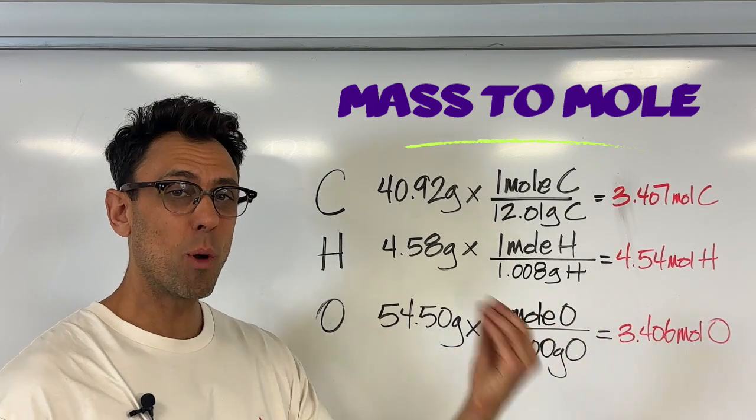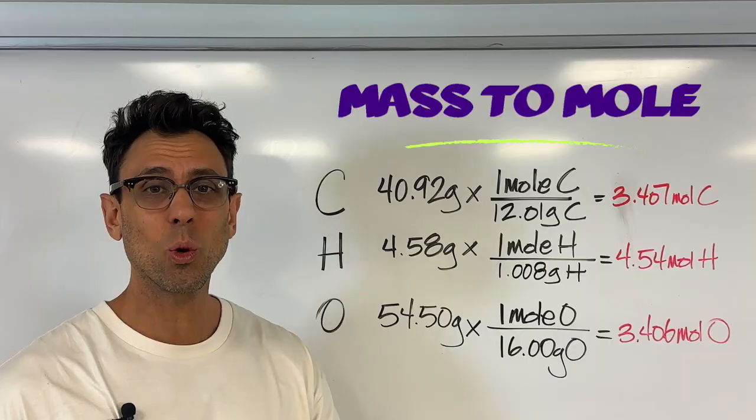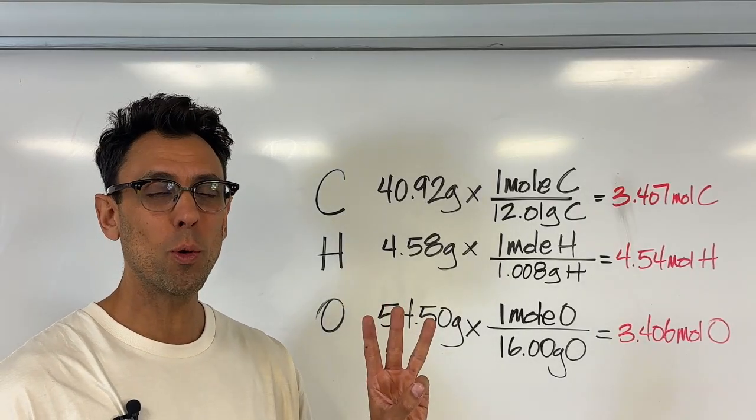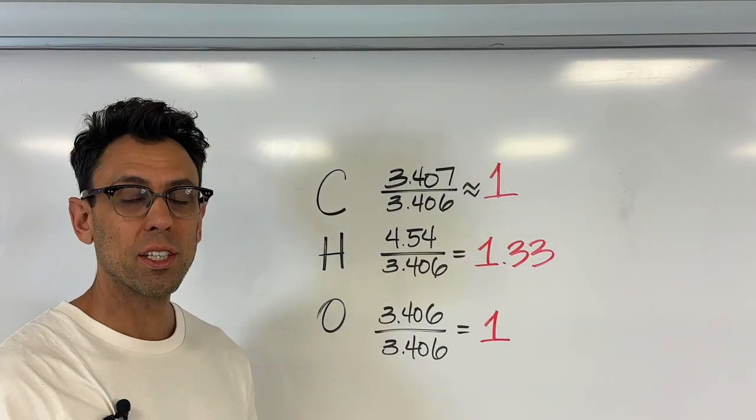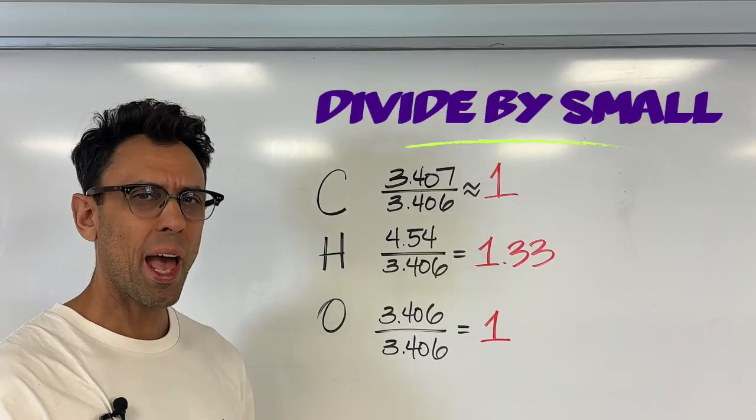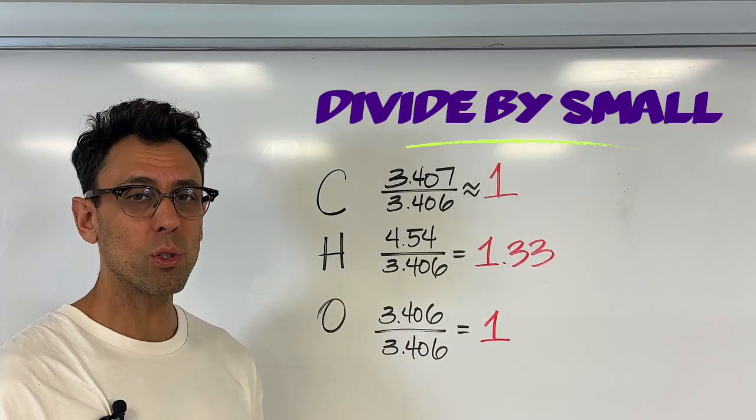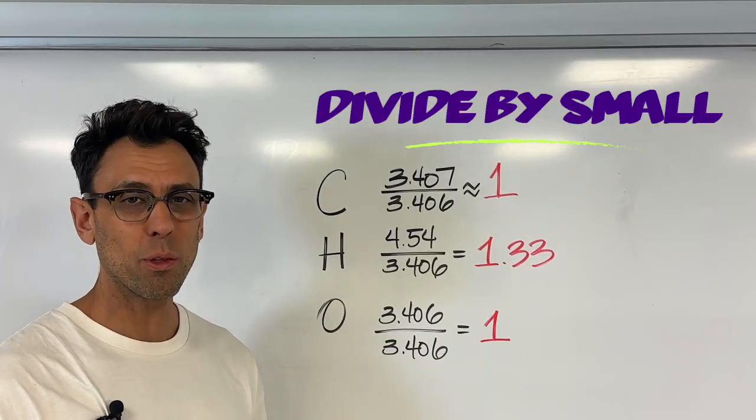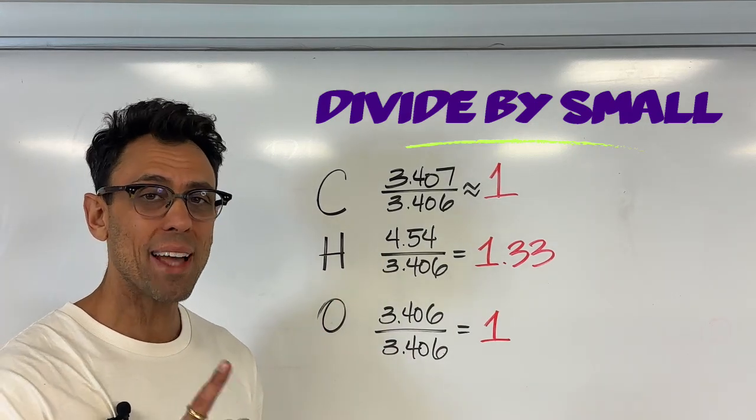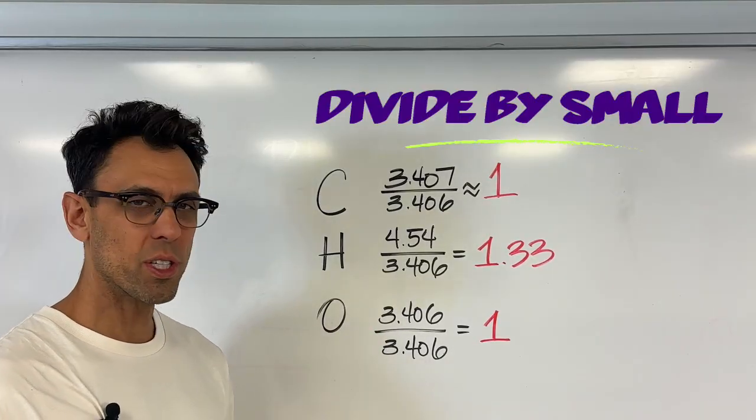Now, these are the molar amounts, but we can't put decimals into an empirical formula because whether it's a molecular or an empirical formula, you need to use whole numbers. So now let's go to the third step of our poem, divide by small. Dividing by small means looking over the molar amounts you got from step 2 and finding the smallest number. In this case, the 3.406 moles of oxygen is the smallest of the 3 molar quantities. We then divide all of the molar quantities by that smallest number. Now, of course, 3.406 divided by 3.406 gives us 1.